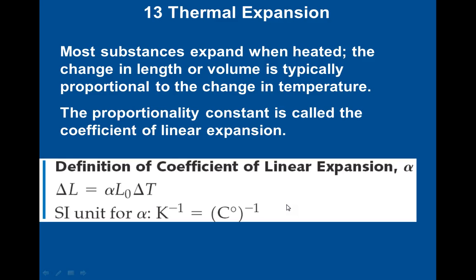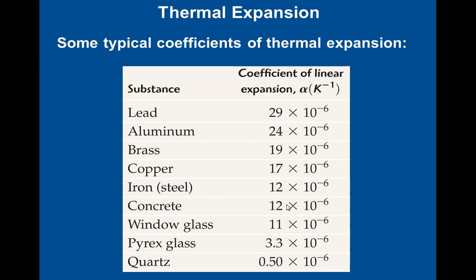So most substances expand when heated, and the change in length and volume is typically proportional to the change in temperature. The proportionality constant is called the coefficient of linear expansion. So here are some common ones: lead, aluminum, brass, copper. Things don't change very much for materials like glass, but things can change considerably with materials like lead or aluminum. I guess we have concrete here, so we could have an example with that.